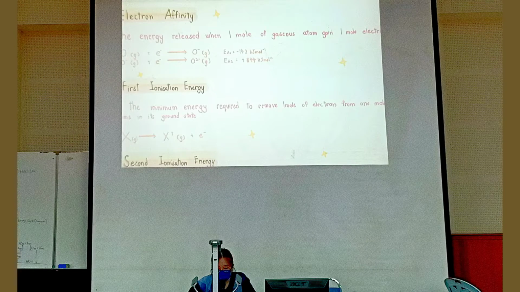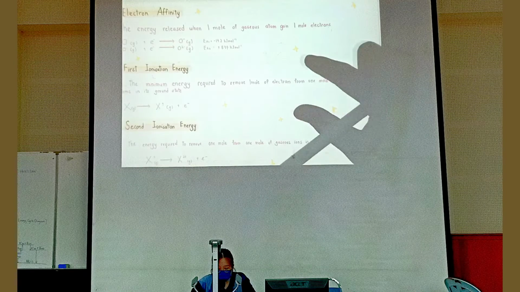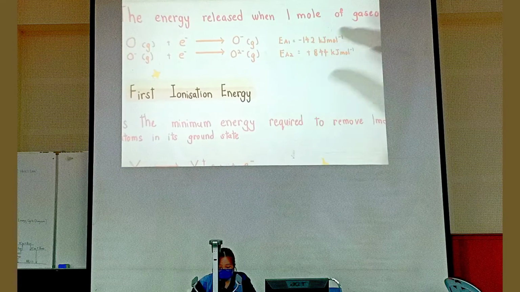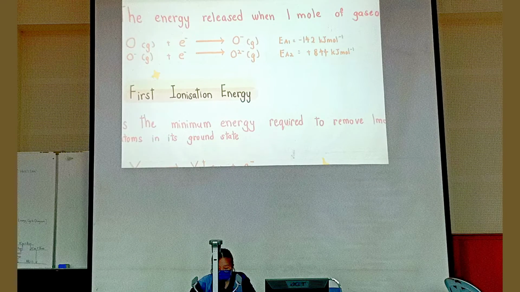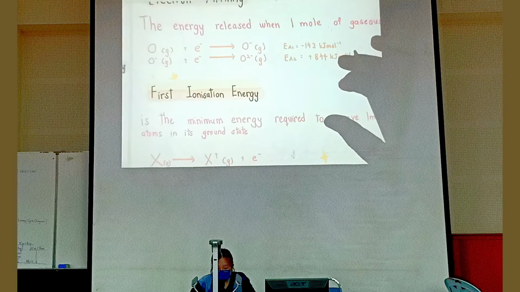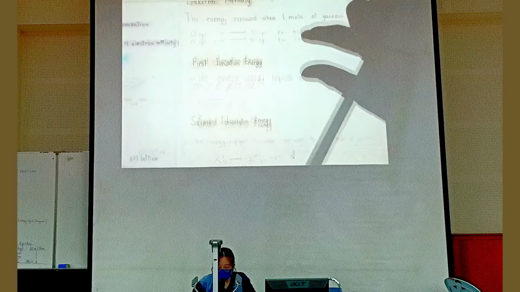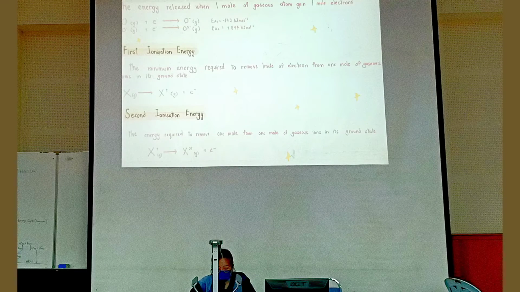In this chapter, we also learn about electron affinity. The definition is the energy released when one mole of gaseous atoms gains one mole of electrons. Here we can see the oxygen atoms in gaseous phase gain electrons and turn into oxygen ions. The second one is first ionization energy.